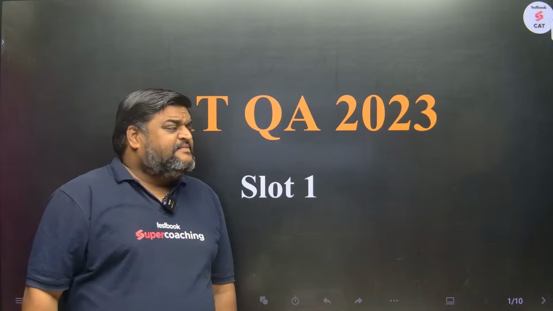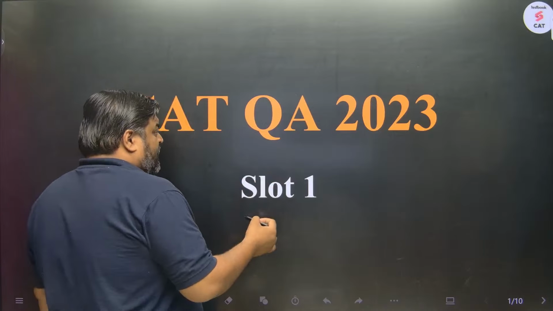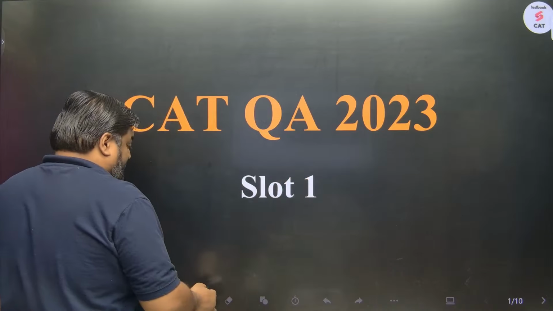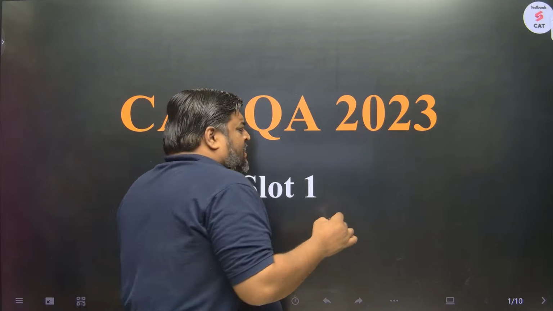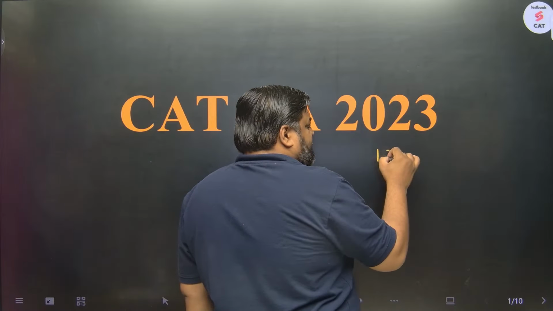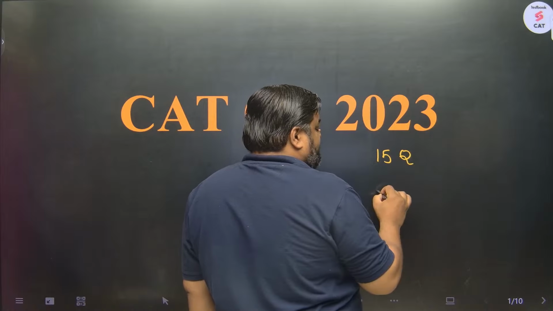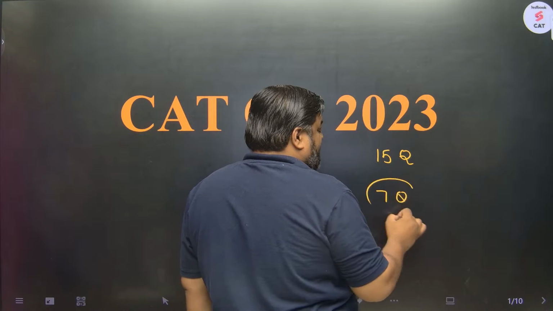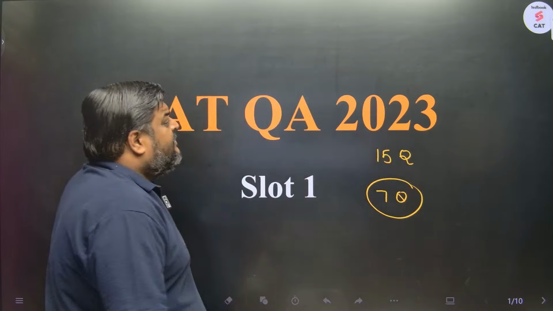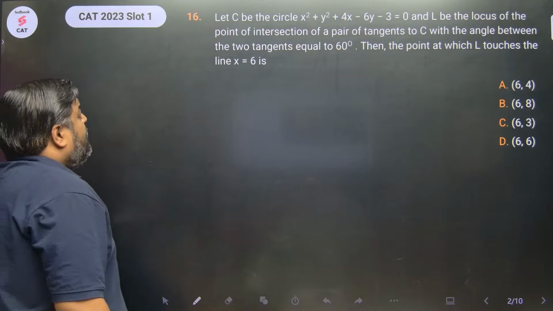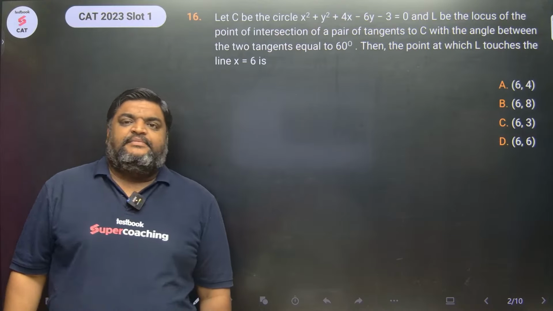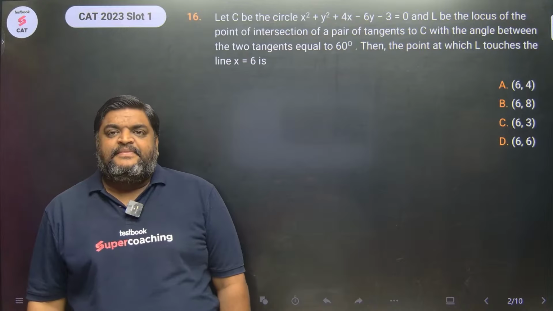Let's start today's session. So this is part 3rd of CAT QA 2023 slot 1 and the last part, hopefully not, definitely yes. In all we have discussed 15 questions and today we are going to discuss the remaining 7 questions, right? So today's agenda is remaining 7 questions. Without wasting much of your time, let's start today's session. The first question of today from CAT 2023.